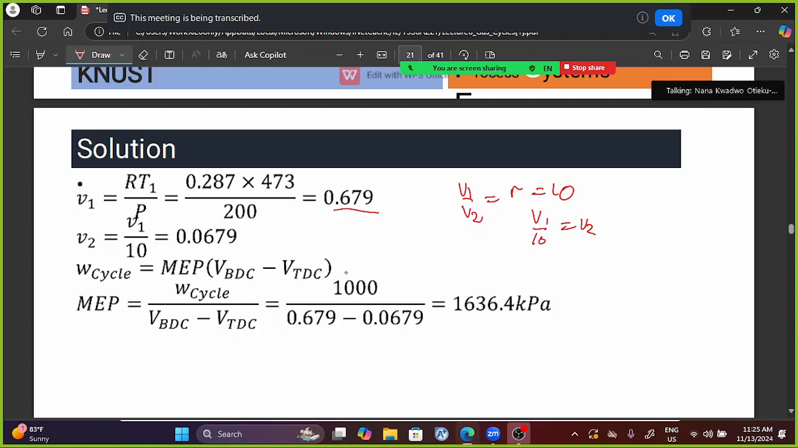When we do that subtraction, and we put in all the parameters, we know the W of the cycle, we know our V1 and V2 now. We can find the mean effective pressure. So are there any questions up to this point?